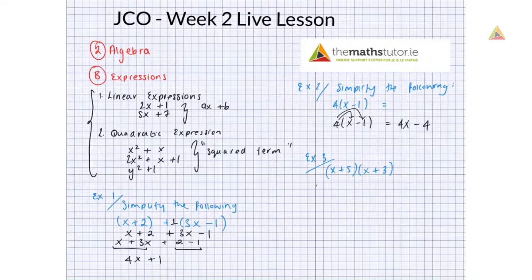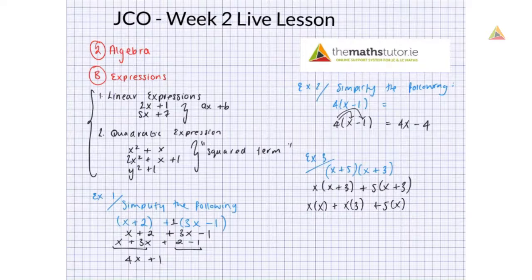So it's going to be x by x plus 3 plus 5 by x plus 3. Again, you're multiplying this first term by this set of brackets, so x by x plus 3, and then you're going to multiply the second term by x plus 3. So when we do it out, it's going to be x by x plus x by 3 plus 5 by x plus 5 by 3.